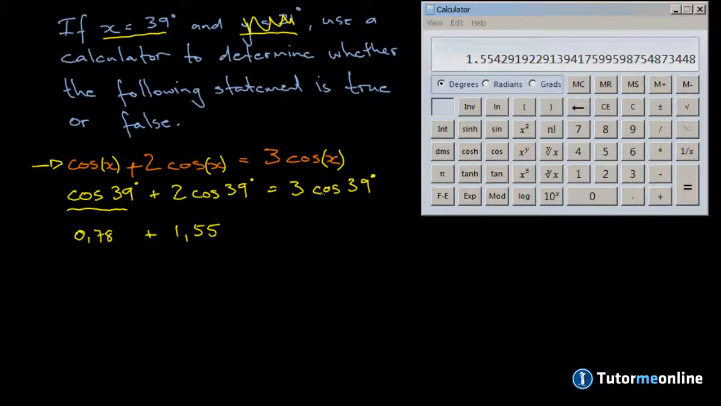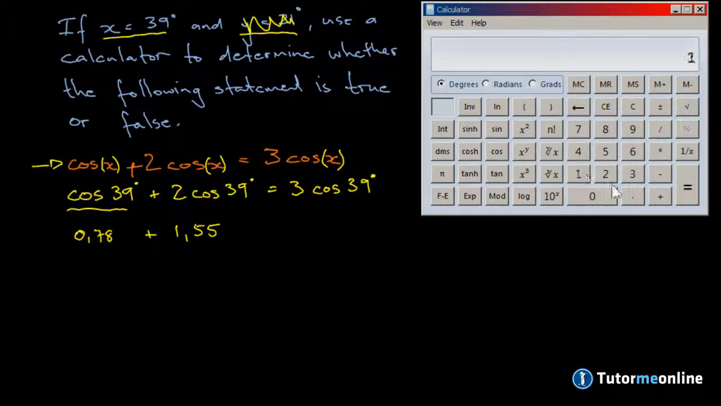So before we do the right-hand side of the equation, let's add these two together so that we know what we are supposed to get. So 1.55 plus 0.78. And then let's just make a note of that: 2.33.